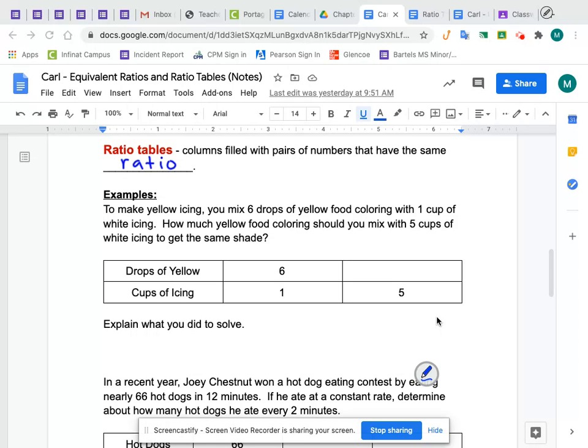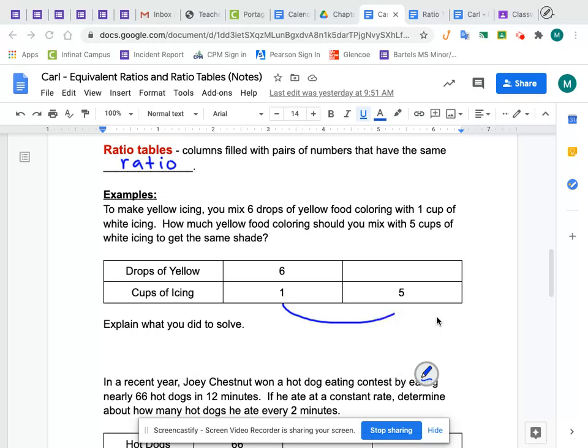It says to make yellow icing, you mix 6 drops of yellow food coloring with 1 cup of white icing. How much yellow food coloring should you mix with 25 cups of white icing to get the same shade? So I'm given my table: 6 drops of yellow for 1 cup of icing. And then I have 5 with a missing box above it because I want to figure out how many drops of yellow I need to make 5 cups of icing.